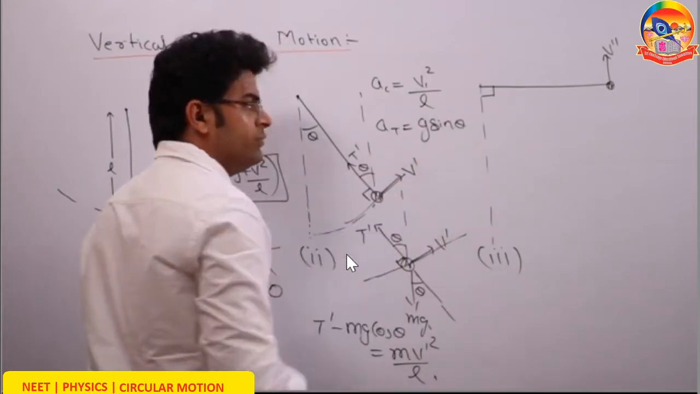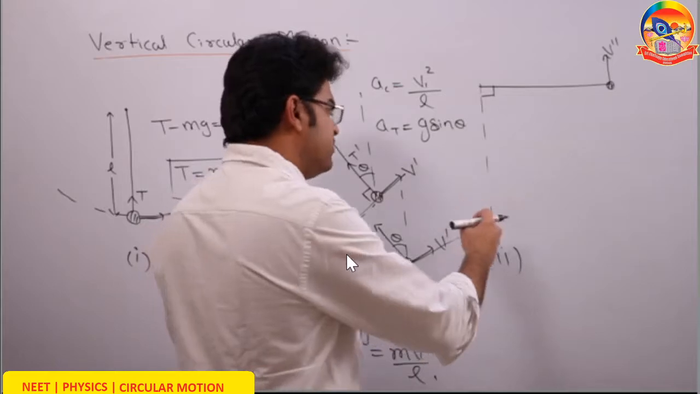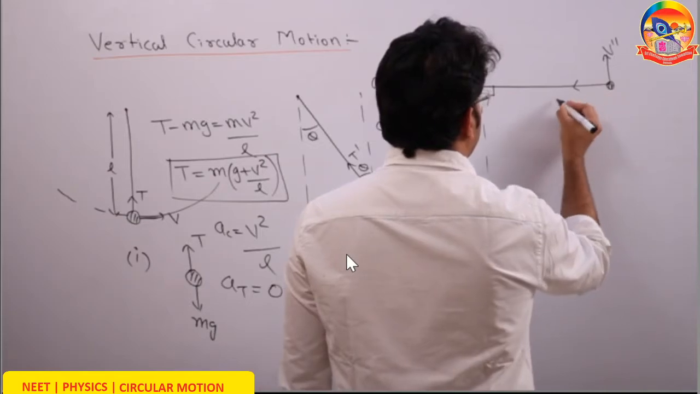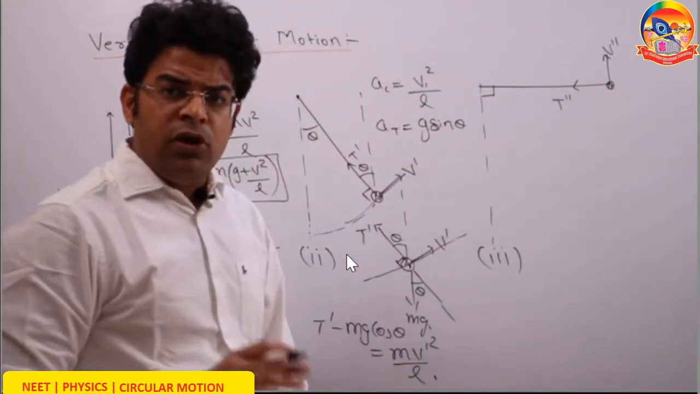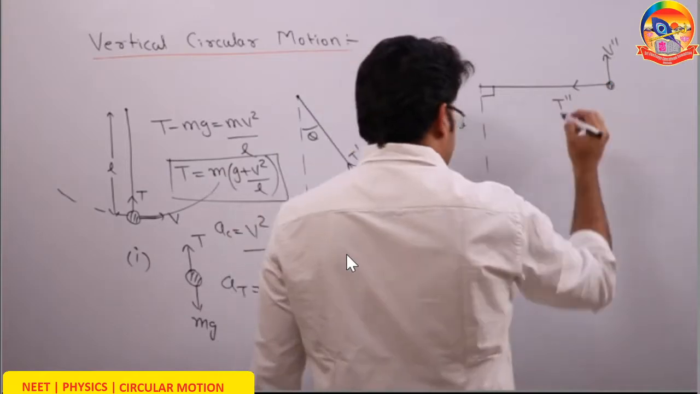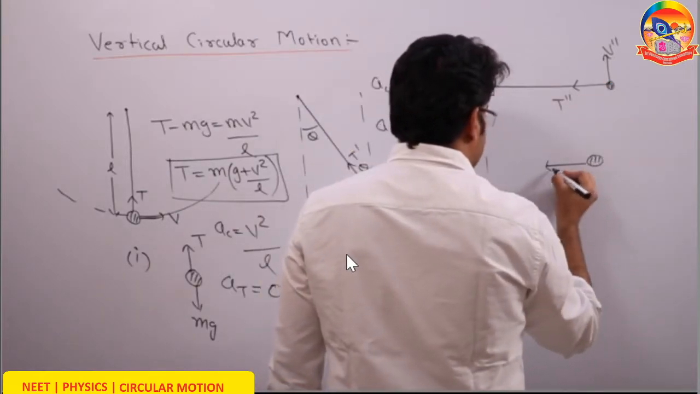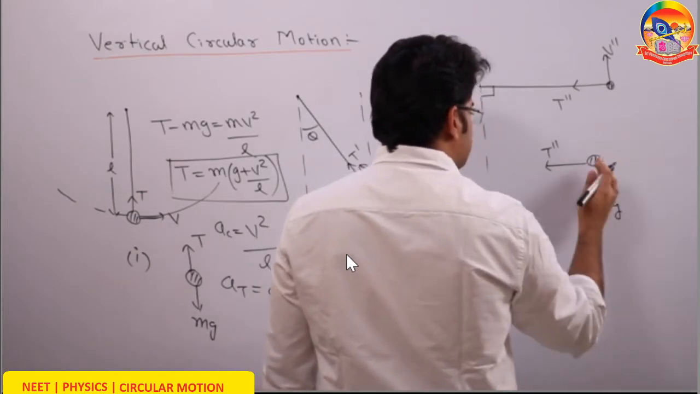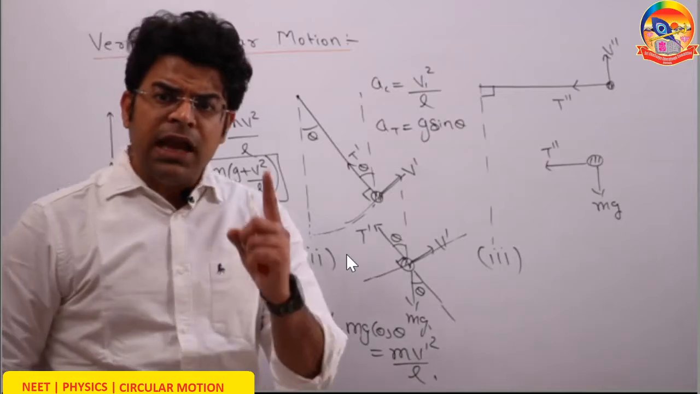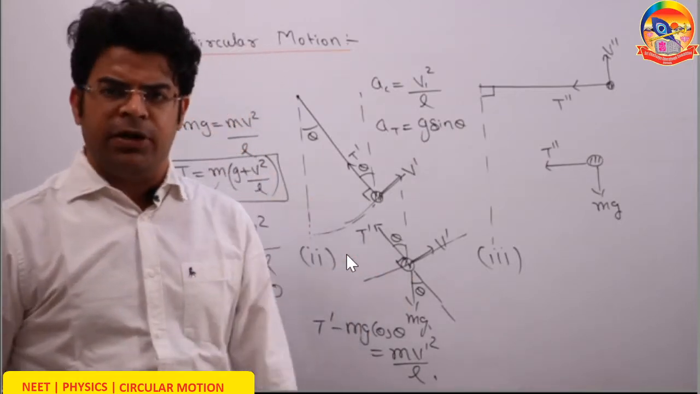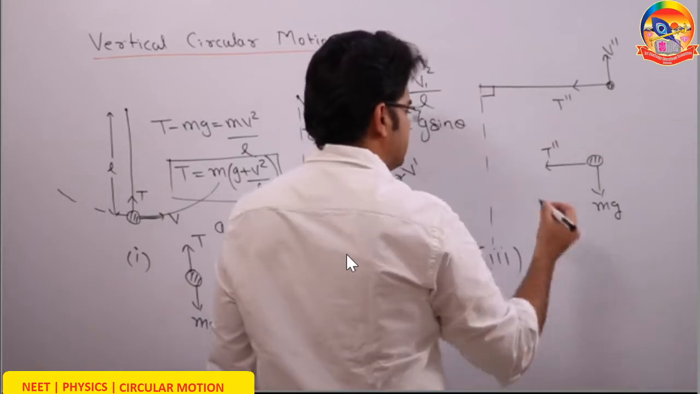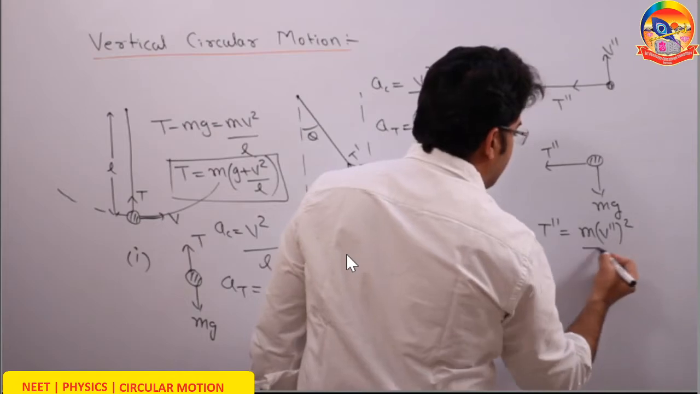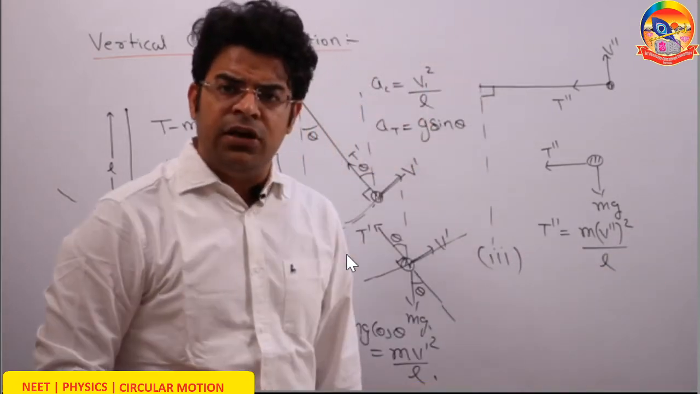Let's say after some time the string becomes horizontal. Now they ask you what is the tension in the string. Let's say the tension is marked as T double dash. You will look at the forces acting on the bob. For this particular position, there will be two forces acting: a force T double dash acting towards the center, and a force of gravity acting downward, and let's say the bob has speed v double dash. The net force acting towards the center has to be equal to the centripetal force. So the force of tension acting towards the center, T double dash, has to be equal to mv double dash squared by L. So why haven't you considered mg?